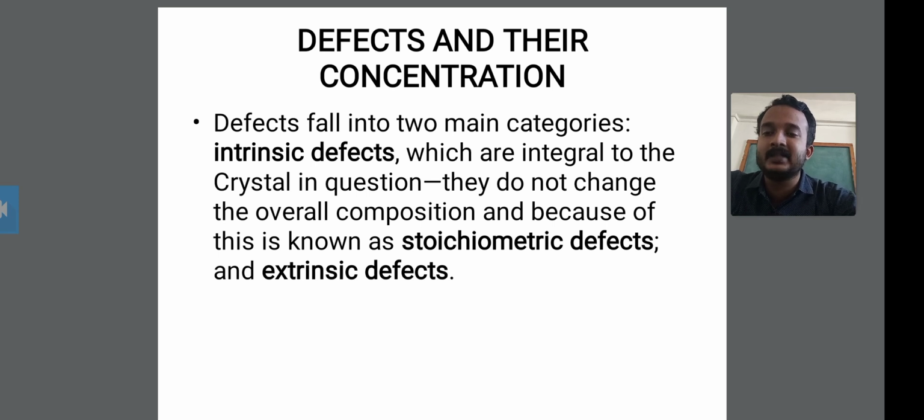Because of this, intrinsic defects are known as stoichiometric defects, and the extrinsic defects are the other category.